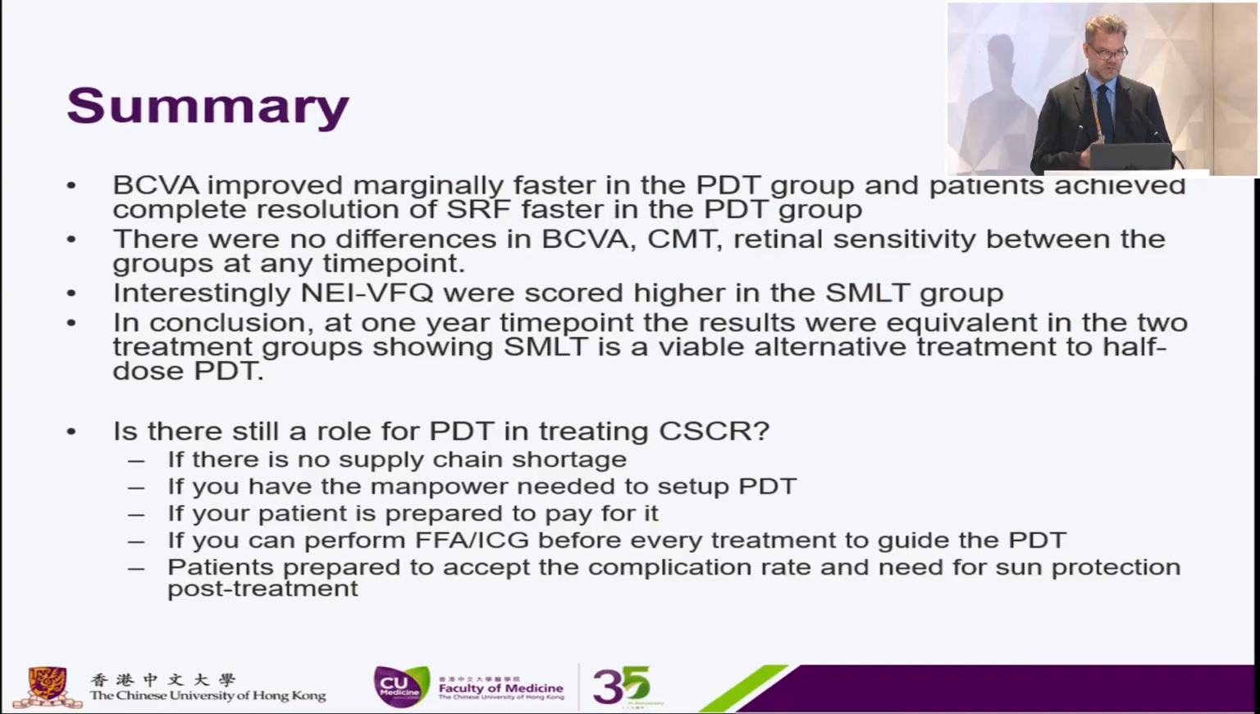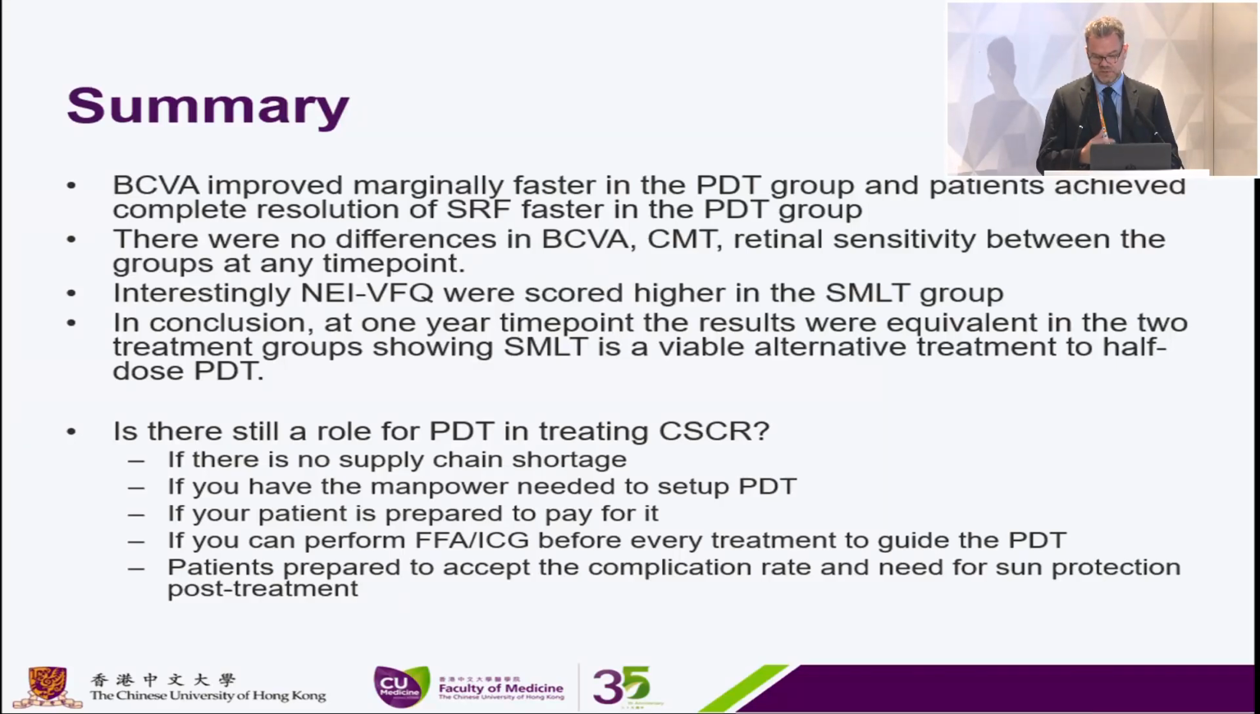We have, just like everyone else, a supply chain shortage of verteporfin. Verteporfin is a self-financed item in Hong Kong. It's extremely expensive for the patients to use. We like to use micropulse even from the setup of the clinic point of view, because we don't need to put in infusion lines, get the infusion running of verteporfin, wait 15 minutes and then do laser. We just simply take the patient to the laser room, do the laser and then send them home.